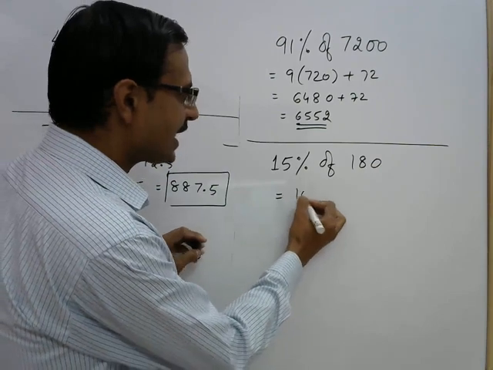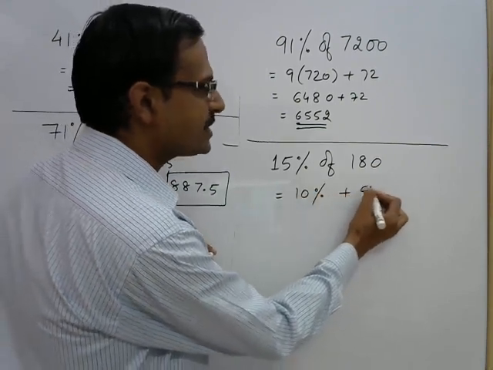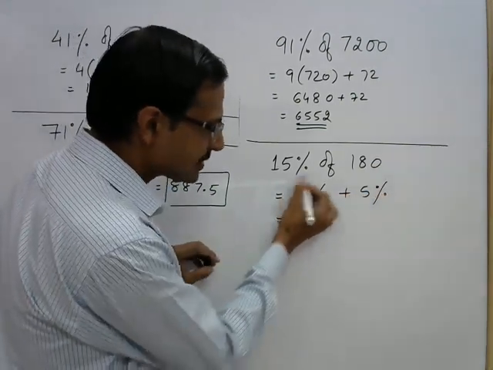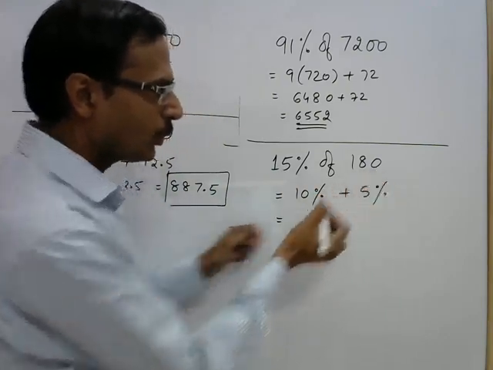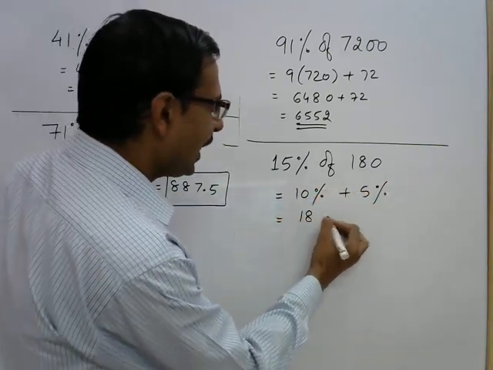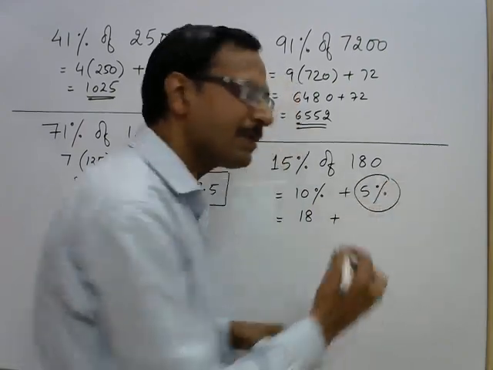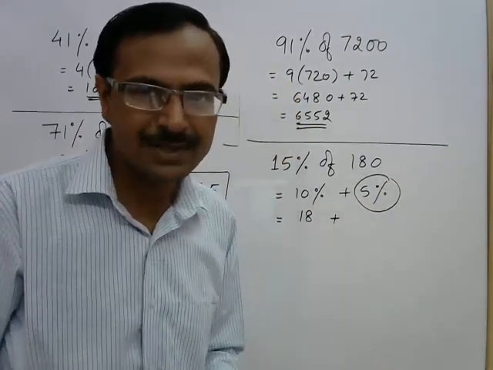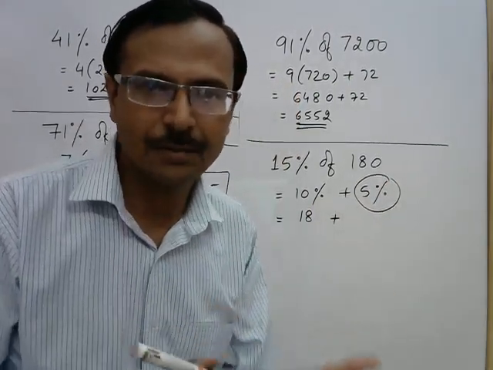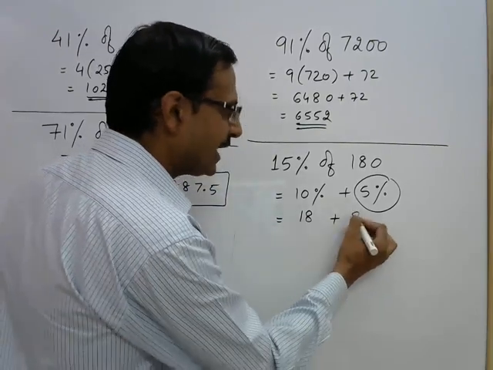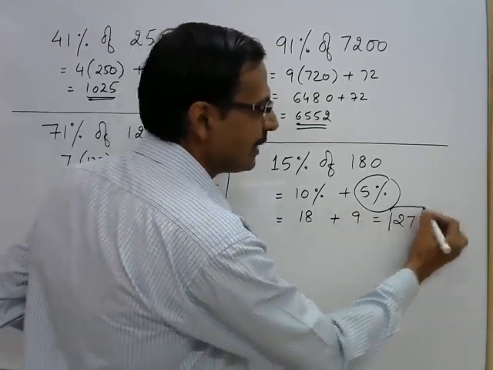Now, see, 15% is actually 10% plus 5%. So, 10%, you all know 10%, it is 18. And now, calculation of 5% becomes very easy because once you know 10%, you have to just half that number. So, half of 18 is 9. So, your answer is 27.